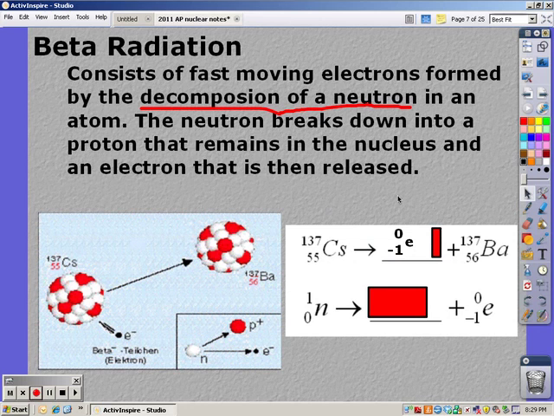In our bottom example, 1 is equal to something plus 0, so 1. And something minus 1 is 0, which is also 1. And 1, 1 is hydrogen or a proton.